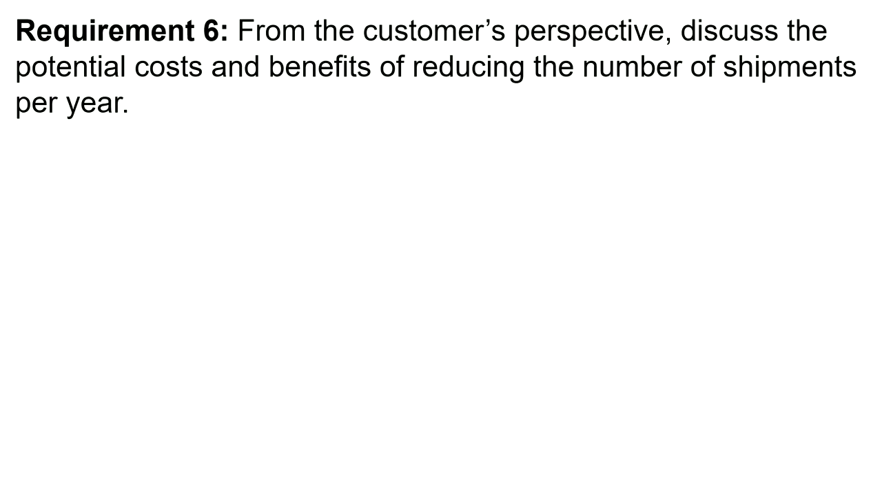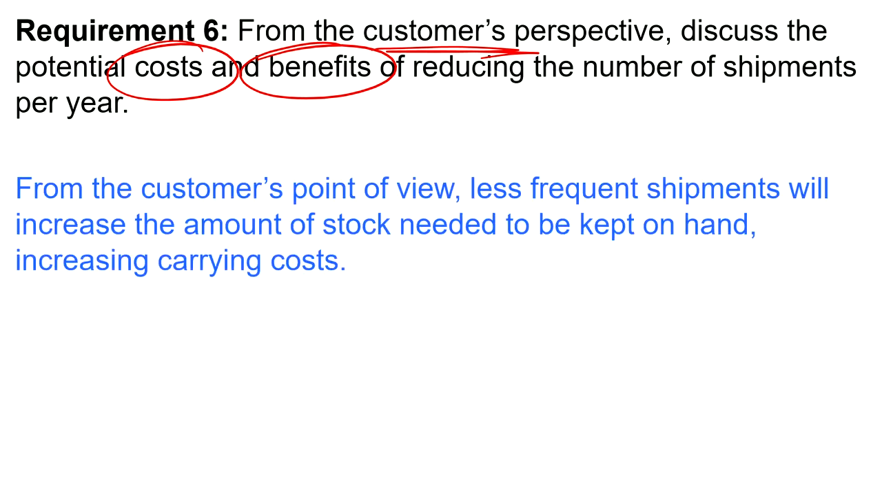And finally, requirement number 6, from the customer's perspective, discuss the potential costs and benefits of reducing the number of shipments per year. Okay, so the key thing is here, we need to say something about the cost to the customer and something about the benefits to the customer, because this is from the customer's perspective. See, we're talking about those meetings. We're going to go to the customer, try to encourage them to reduce the number of shipments, and we want them to do that, so we need to know how this is going to benefit them. And this is what we've come up with. From the customer point of view, good to kind of include that right there in the answer.